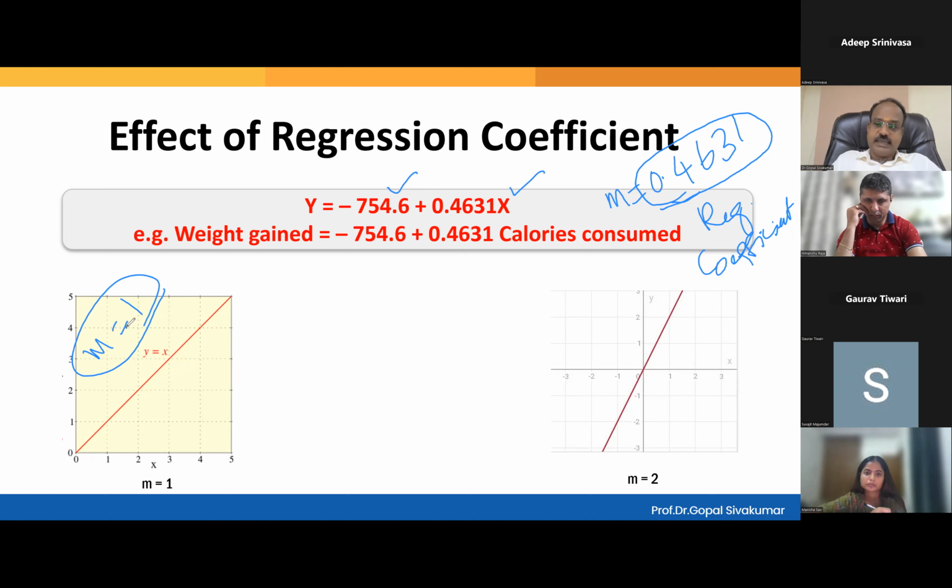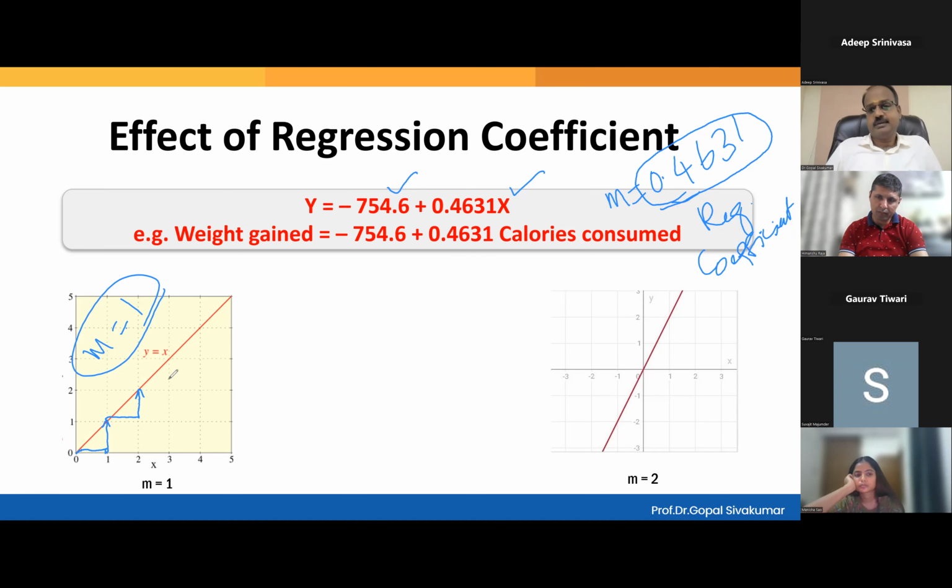And when I increase X by 1 unit, Y should also increase by how many units? 1 unit. Clear? See here. I increase X from 0 to 1. What happens to Y? Y also increases from 0 to 1. Can you see that? Again, I increase X by 1 more unit. What happens to Y? Y again will also increase. Every increase in the X by 1 unit will increase your Y by 1 unit.